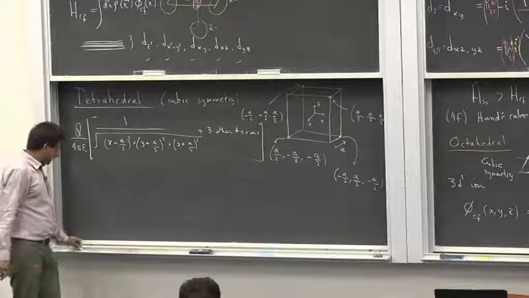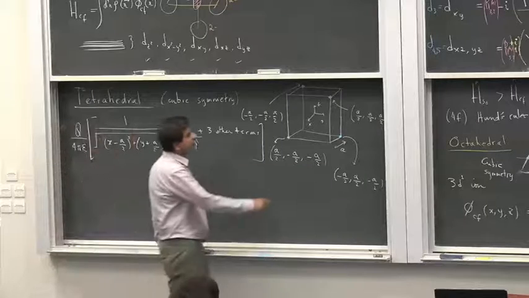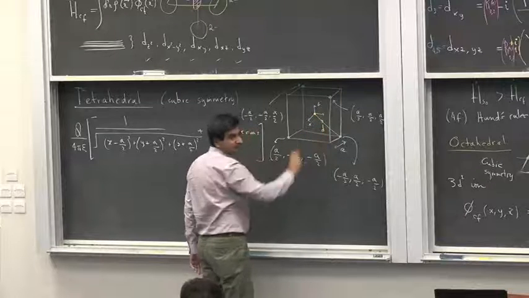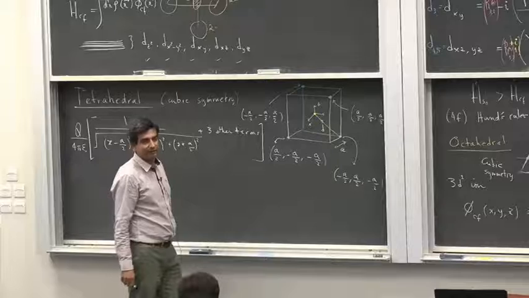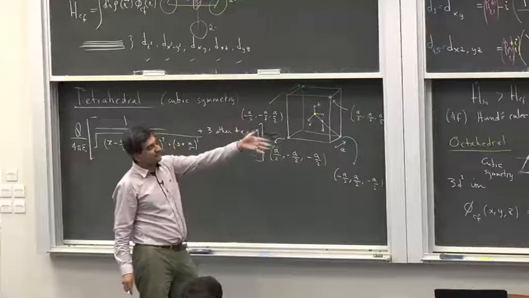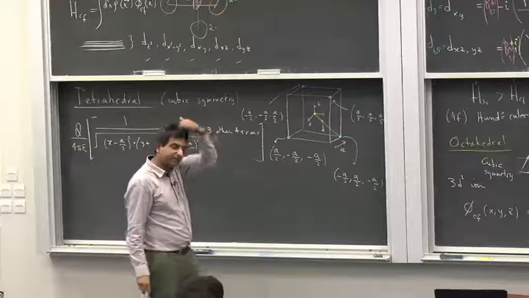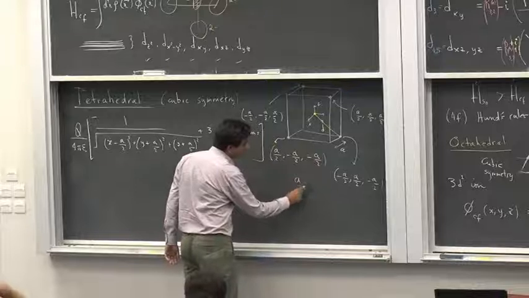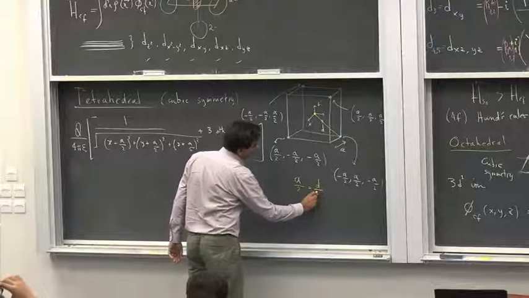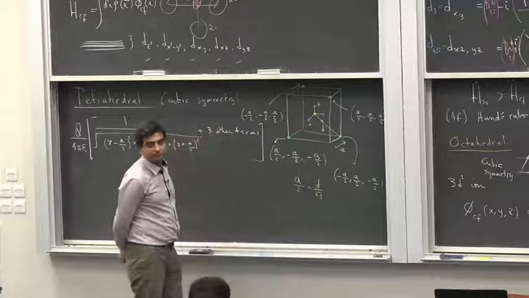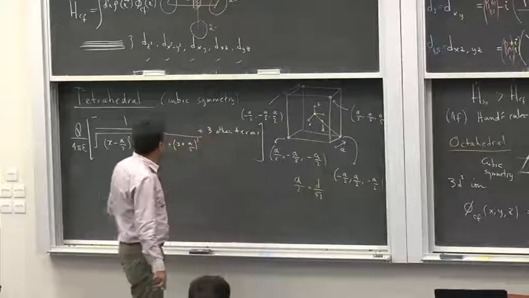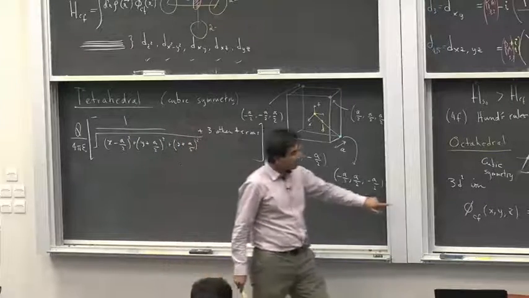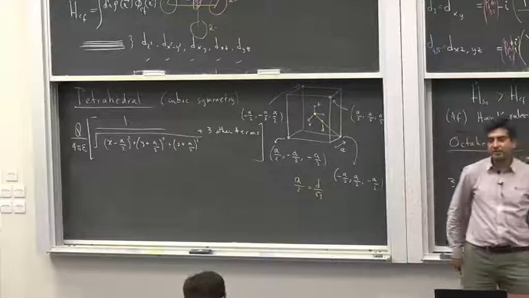Now I want to express everything in terms of the distance of the central metal cation from the ligand, d. I would like to express everything in terms of d, because when I looked at the octahedral environment, I expressed everything in terms of d. Now the relationship between a and d is the following: a over 2 is d over root 3. You can look at the geometry and work this out. So each a over 2 can be replaced by d over root 3. Hence, I am able to generate the potential for a tetrahedral environment.